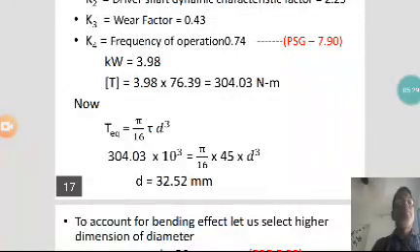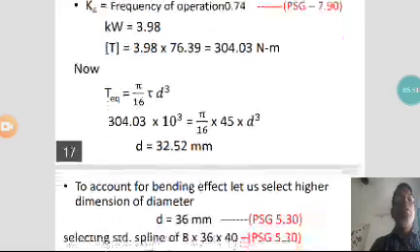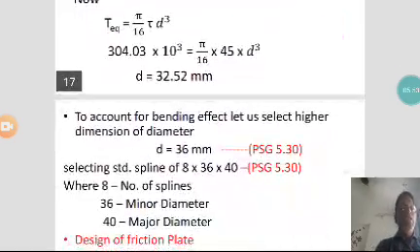Now we know that if any torque is acting on the shaft, shear stress will develop, and for that the equivalent torsional equation is: the design torque is equal to pi by 16 tau into d cube. So you know the design torque, you know the value of tau, so you will get the value of d. Now this d we are calculating only considering the torque. We are not considering the bending moment here.